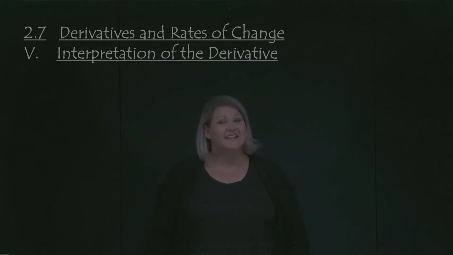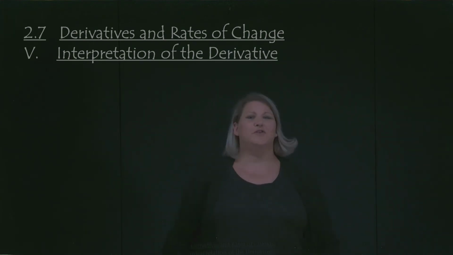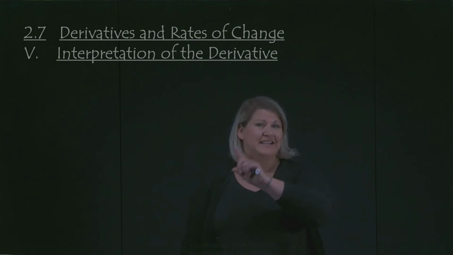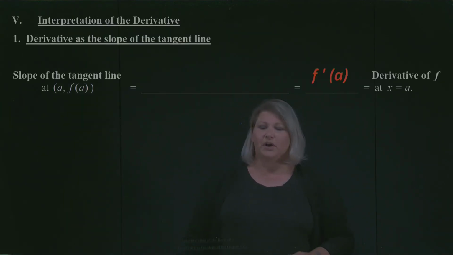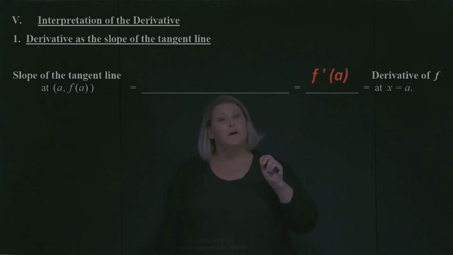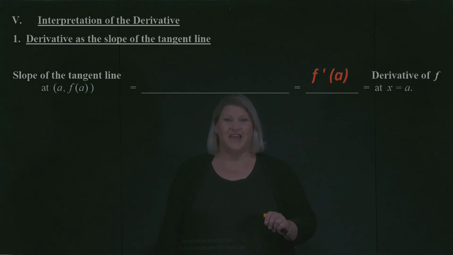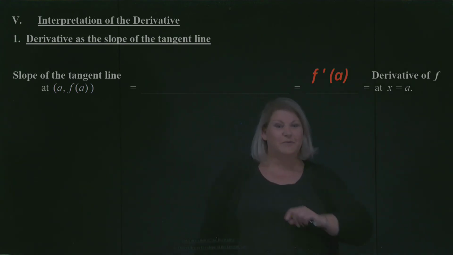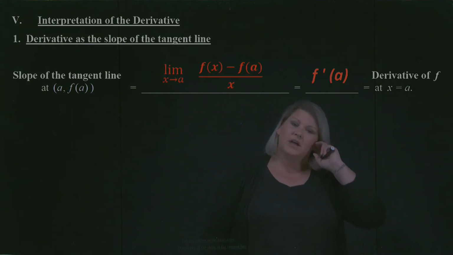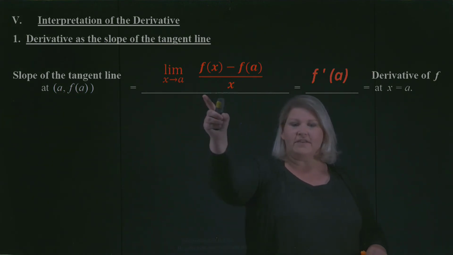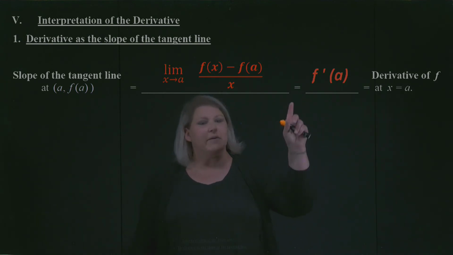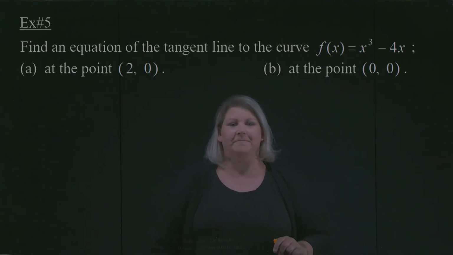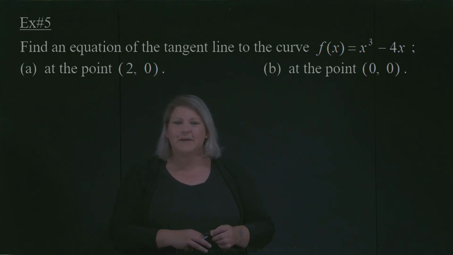Let's move on to the next section of 2.7, which is interpretation of the derivative. So in other words, we want to take the derivative and interpret it. So the derivative is the slope of the tangent line. Remember that slope of the tangent line? That's what we're trying to find with the derivative. The slope of the tangent line can be found in the following manner, as long as you know the point a and f of a, and that will give you f prime of a. Let's do an example of that.